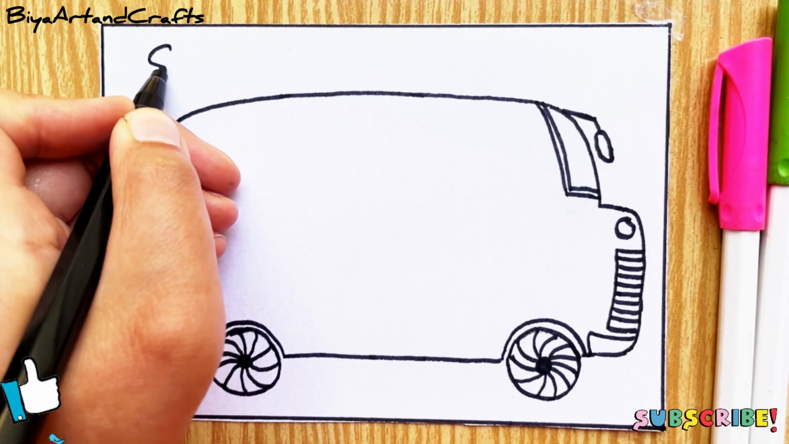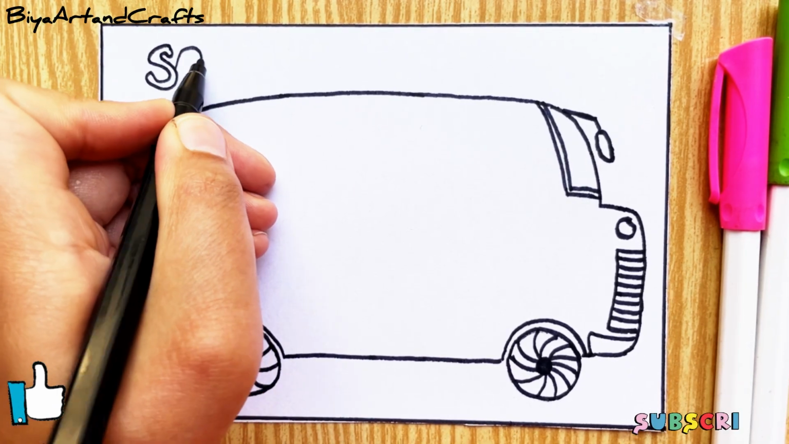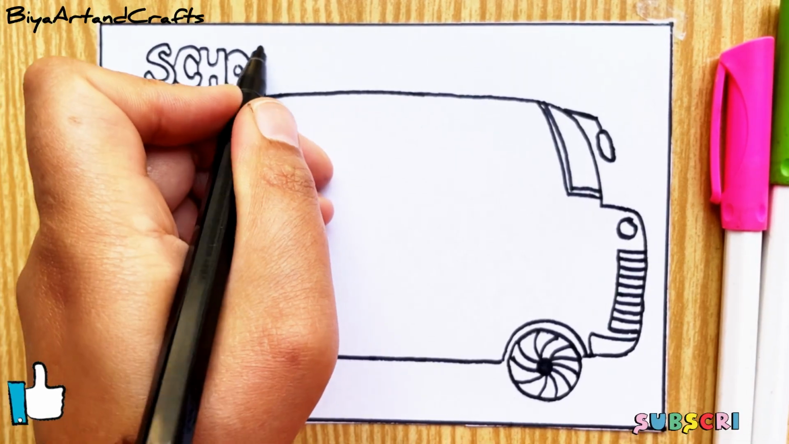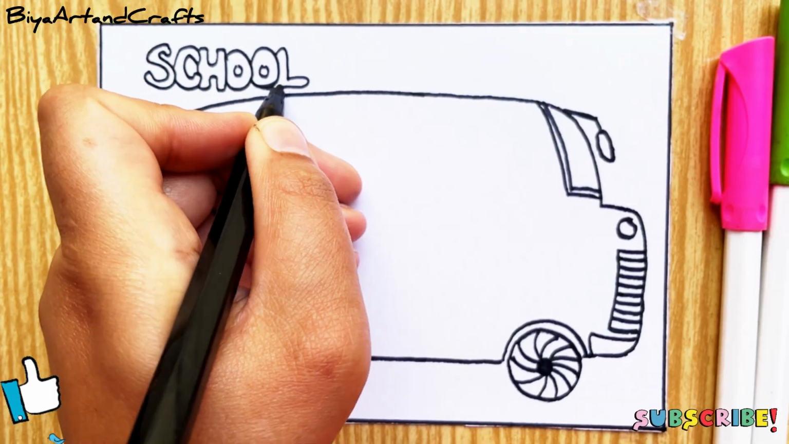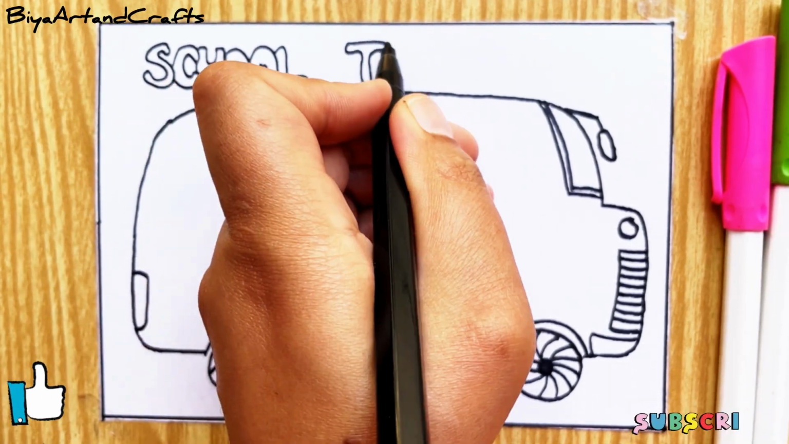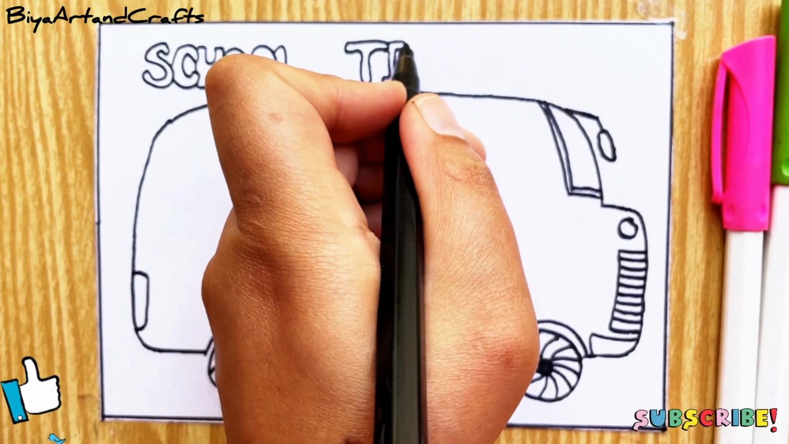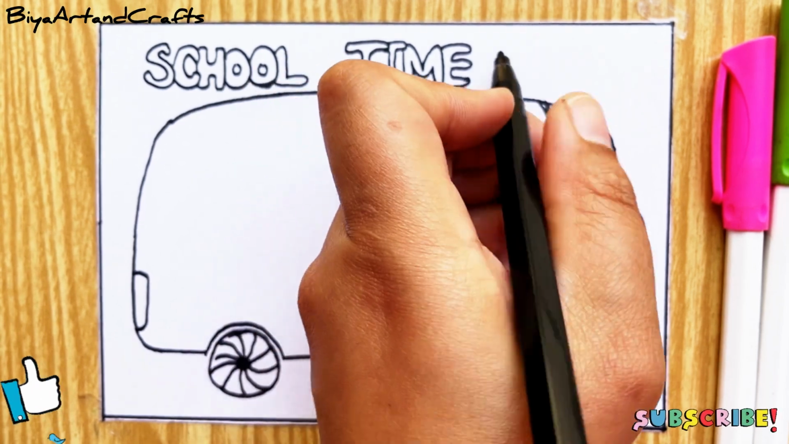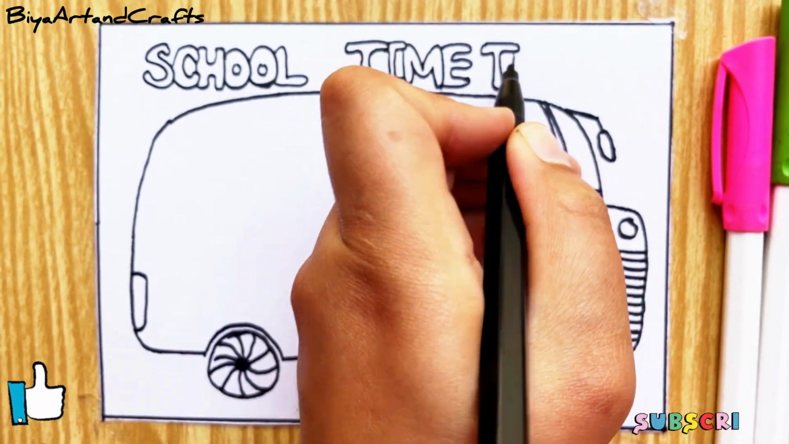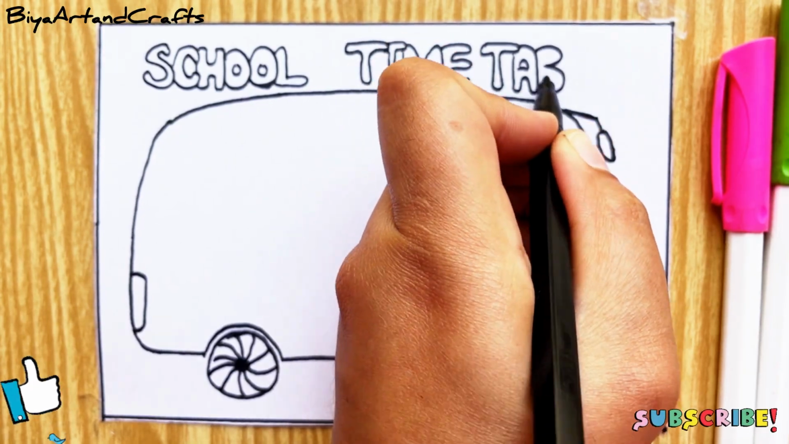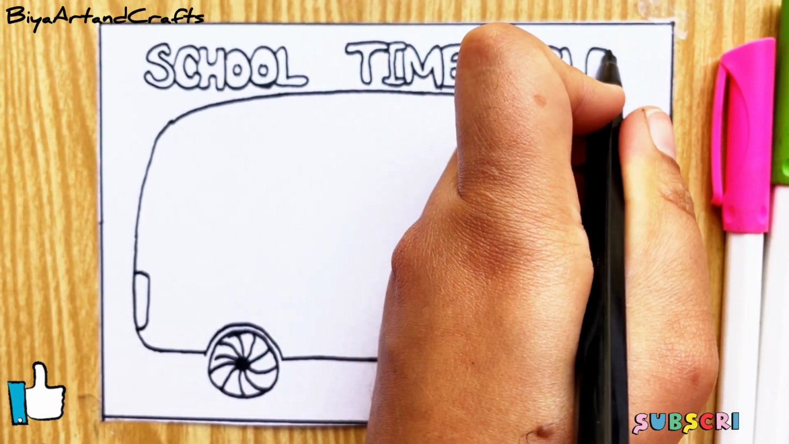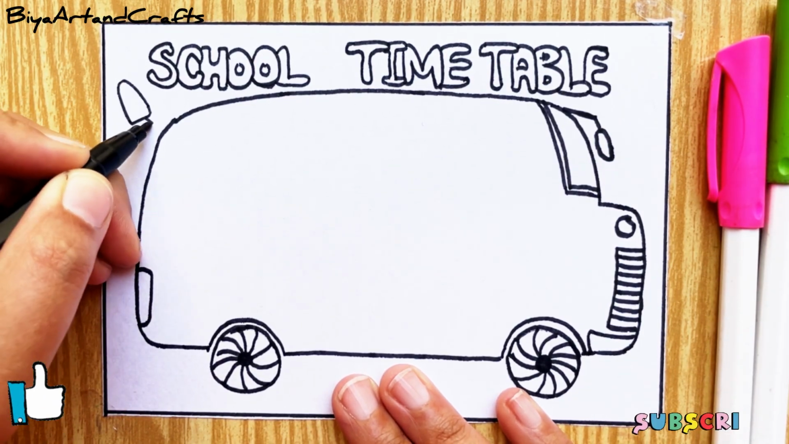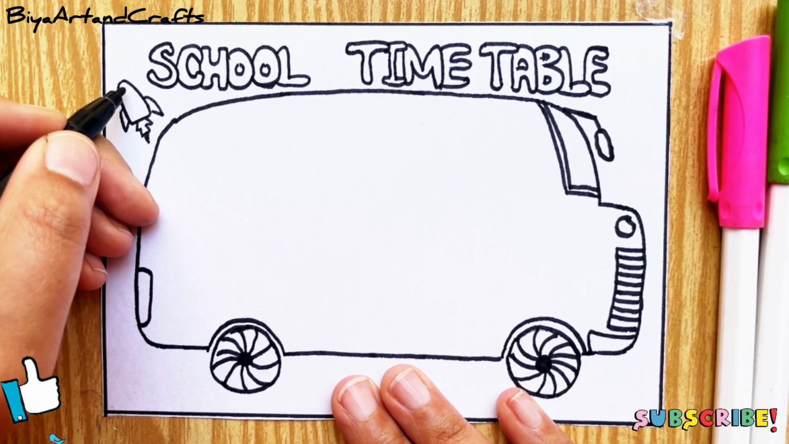At the top, write school timetable in bold letters. Add some creative decorations like rocket, butterfly and paper plane.